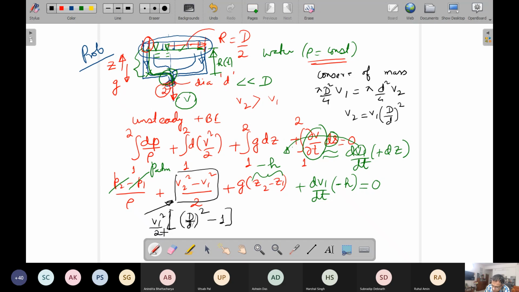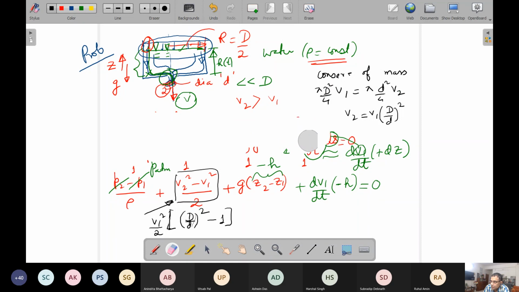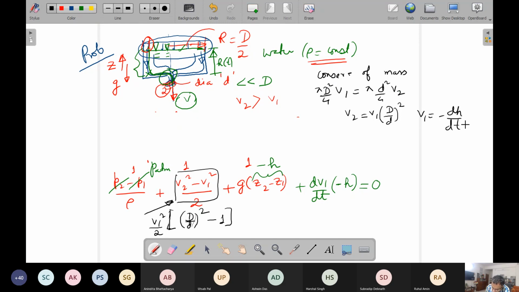We have only one more step to solve this problem, and see the answer is mixed with V1 and H, but we know a straightforward relationship between V1 and H, and that relationship is V1 is minus dH dt. So let us write it somewhere. So V1 is minus dH dt. So we will faithfully substitute that in this equation. So it will be, yes?